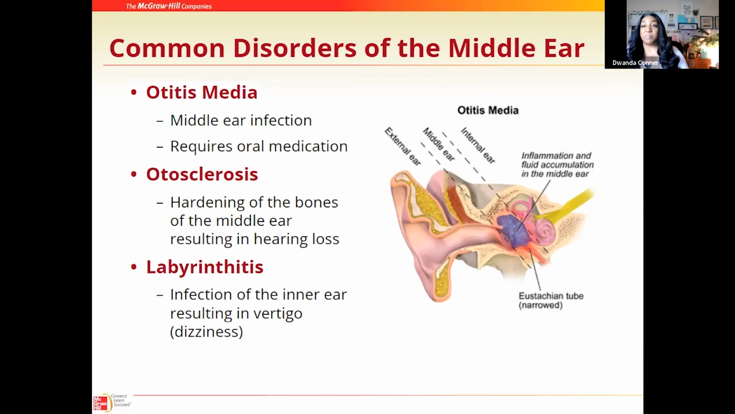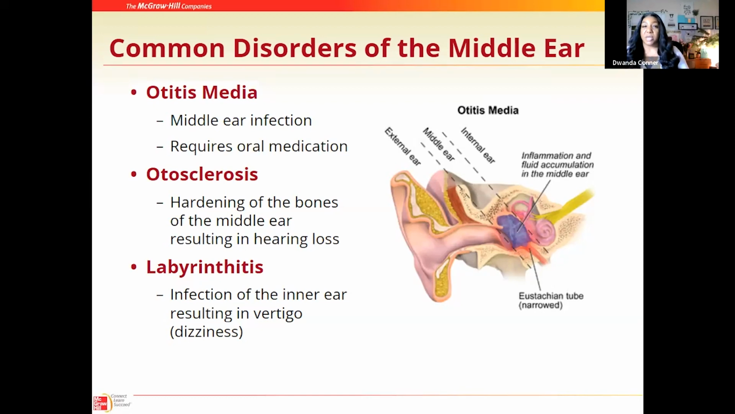Otosclerosis. Sclerosis means hardening. This is a hardening of the bones in the middle ear. As we hear sound, the vibration of the sound that we're hearing bounces off of the bones, makes its way into the nerve so that we can transpose that into sound. If the patient is suffering from otosclerosis, there is no way for the sound to be able to vibrate off of the bones. And so over time, this can result in hearing loss.